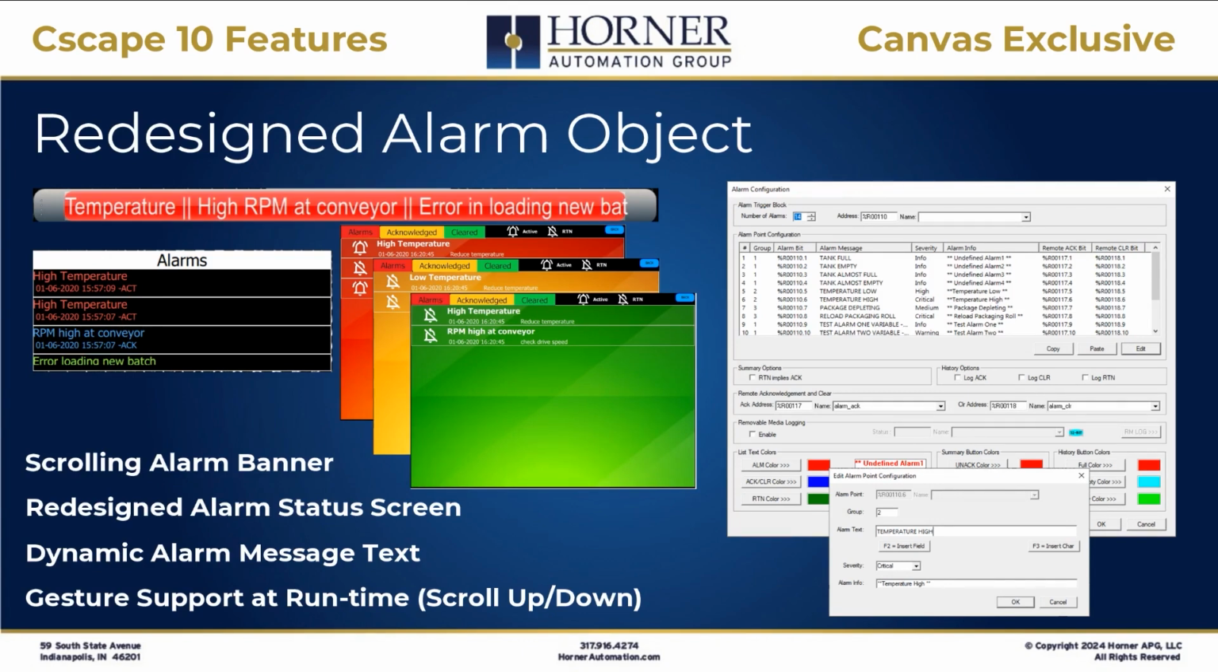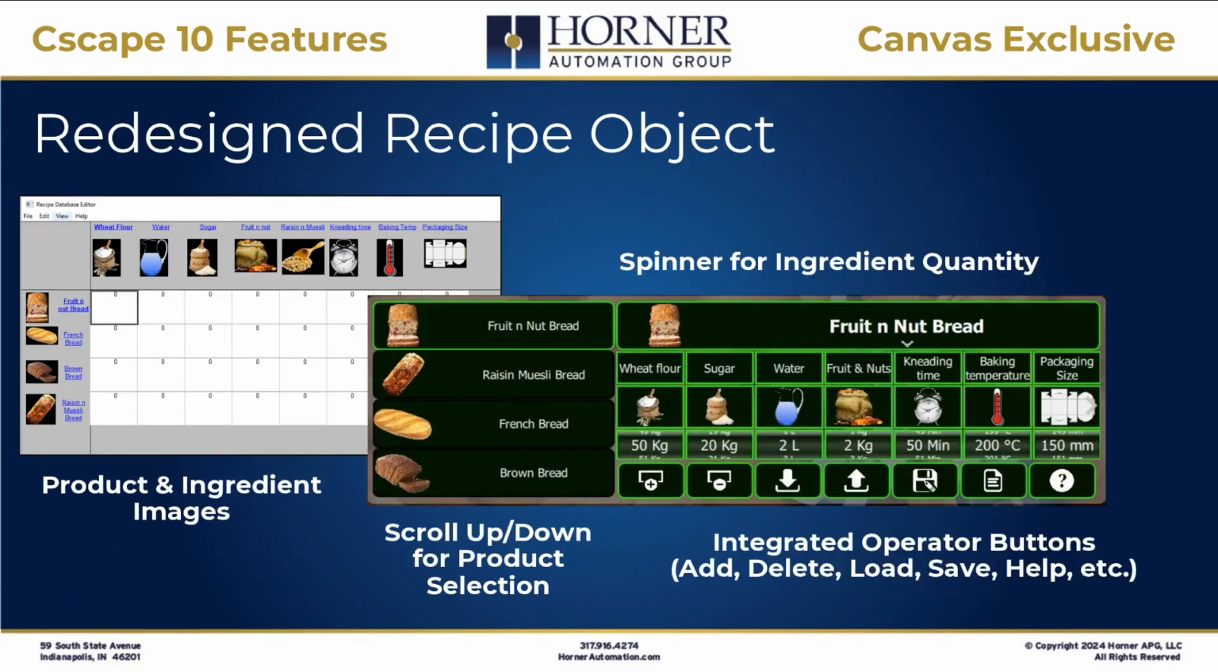So again, you've got gesture support that's added to the alarm object. And again, having the ability to have messages which are dynamic. In other words, you don't have to have the same text that's displayed every time you have an alarm message. It can be dynamic in that it could include some standardized text and some live data. All that can be included dynamically at the time the alarm enunciates.